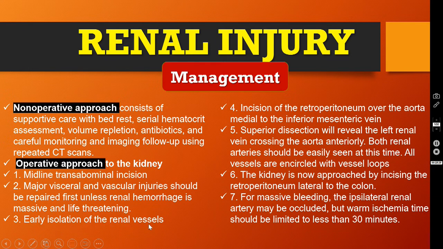Early isolation of the renal vessels should be done. Incision of the retroperitoneum over the aorta, medial to the inferior mesenteric vein, and then superior dissection will reveal the left renal vein crossing the aorta anteriorly. Both renal arteries should be easily seen at this time. All vessels are encircled with vessel loops.